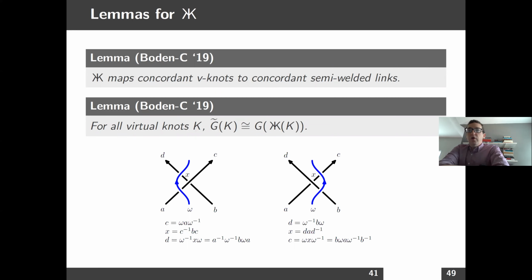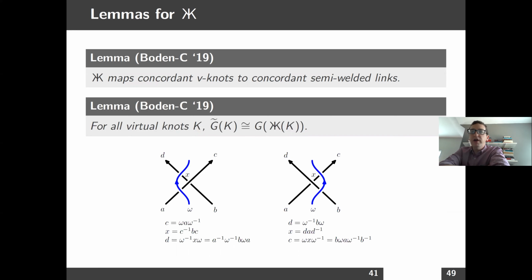Okay, so this fact was also observed by Artin, that the extended group of K is isomorphic to the group of J of K. We've written out a little proof down there at the bottom. The idea is that if you take the usual presentation of the group of J of K, then it collapses to the presentation for the extended group of K.